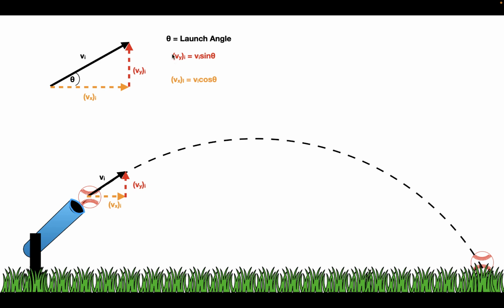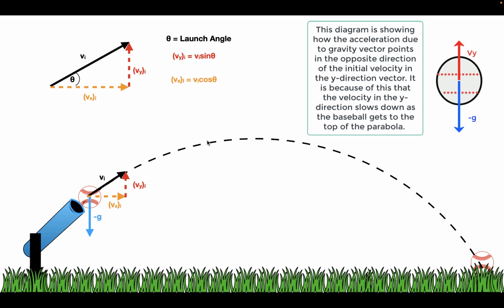So now that we know how to calculate these two components, how do the velocities in the x and y direction change over the course of the flight? Let's see how the initial velocity in the y direction changes as the ball moves through the parabola. During the course of the flight, the ball is experiencing an acceleration in the y direction, and this acceleration is going to be the acceleration due to gravity.